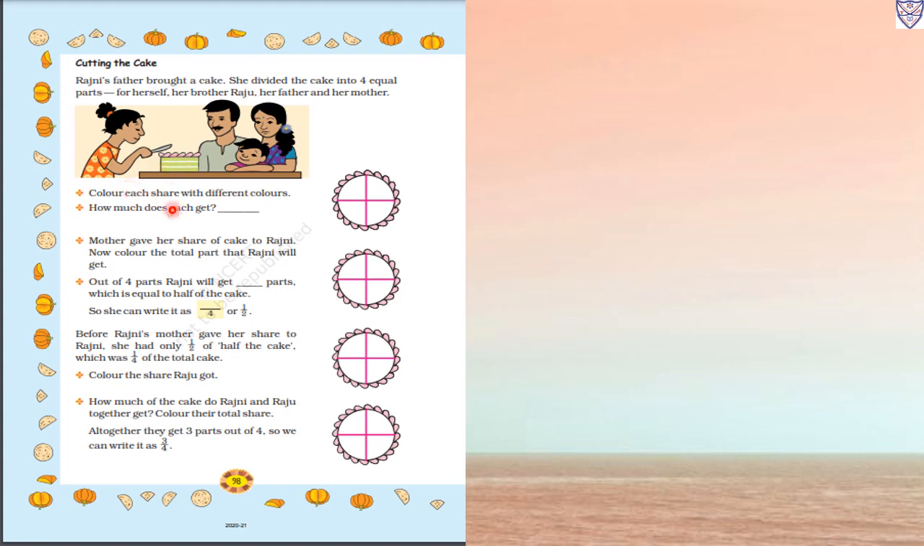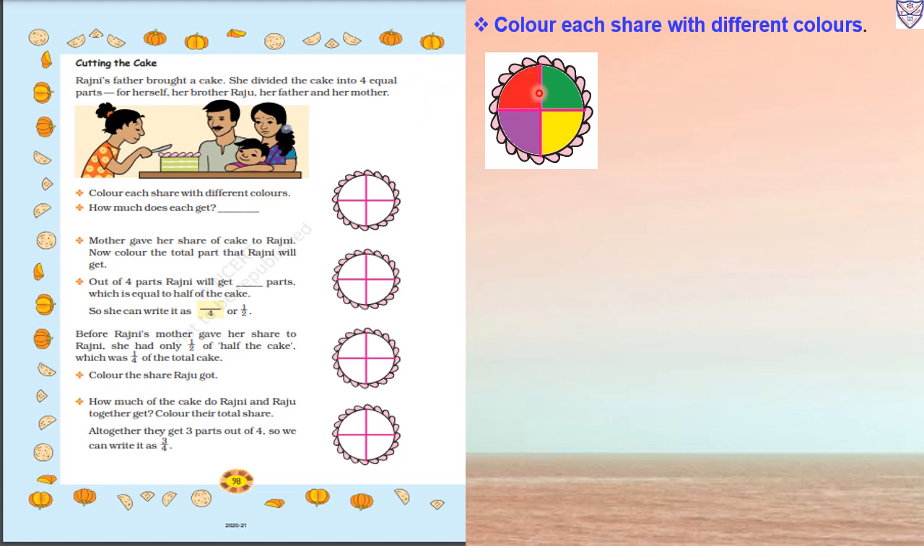So color each share with different colors. Your cake is divided into 4 equal parts: 1, 2, 3, 4. So the first question, we have to color this cake in different shades. First red, green, yellow, purple, like this, any color we can use. Then how much does each get? How much part will each get?